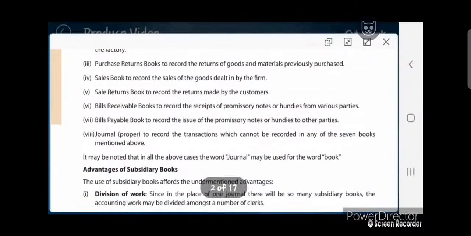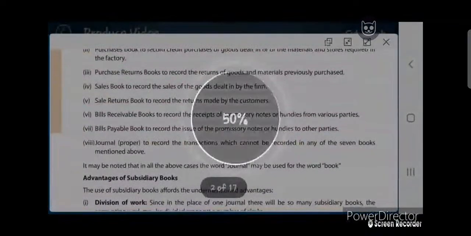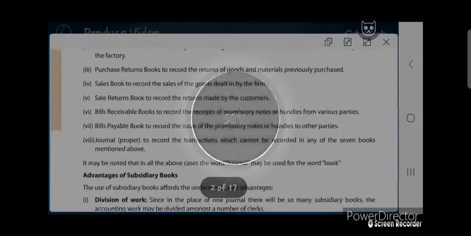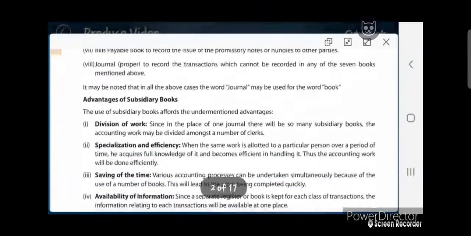Next is bills payable book. Bills payable book is to record the issue of promissory notes. It helps you to record the issues of promissory notes. Whatever promissory notes you have issued, you have to record them. The bills payable book is helpful, and it also helps you identify the other party.